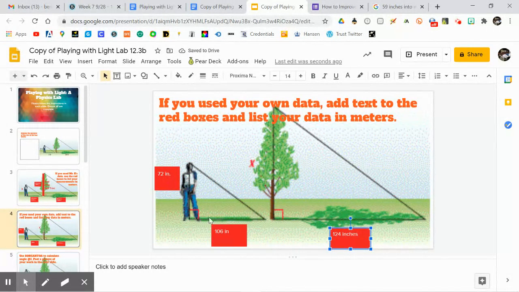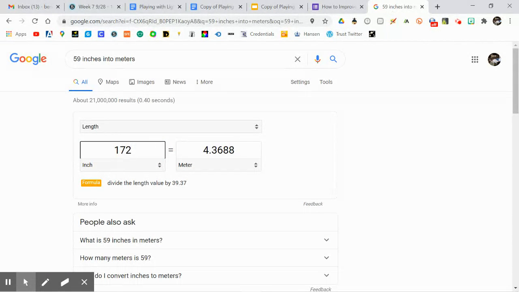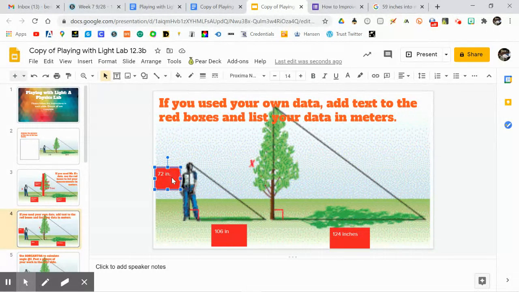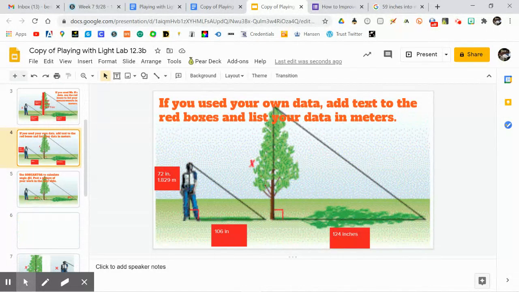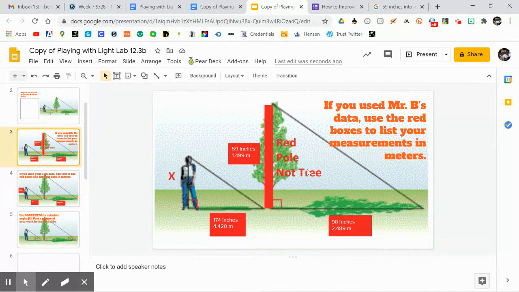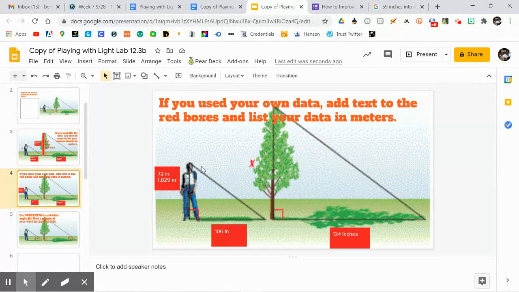Again, you need to convert those numbers into meters using Google. So 72 inches in meters is 1.829. And so we're gonna write over here 1.829 meters. Please do that for the other numbers. That is how we type up our data. So again, you either do this if you use Mr. B's data, or if you use your own data. You don't have to do both. You either do slide 3 or slide 4.